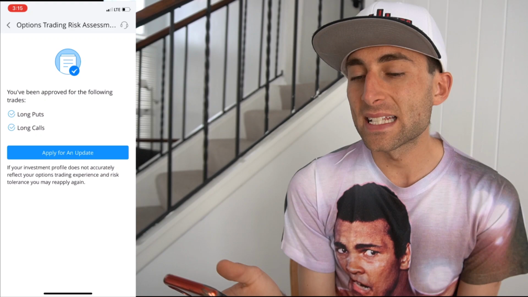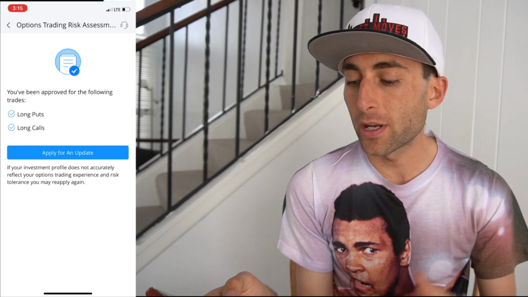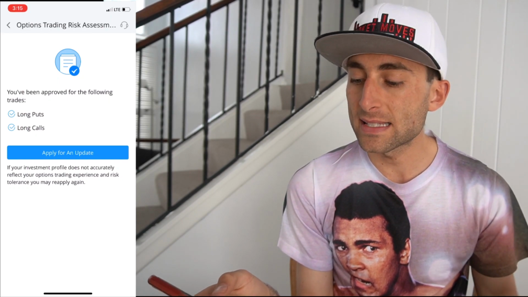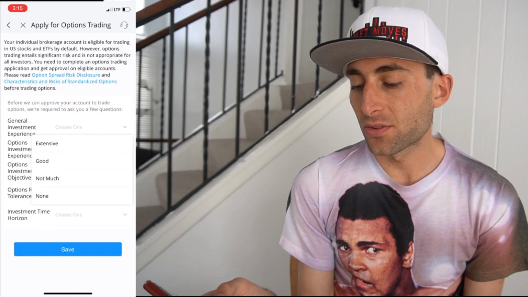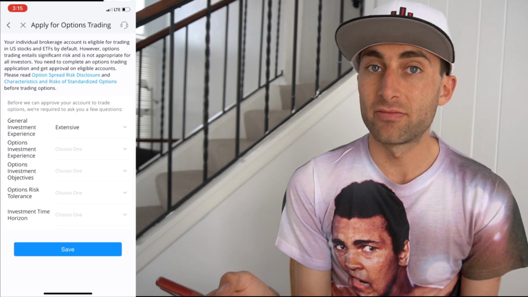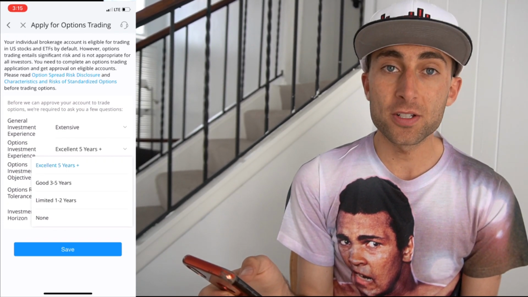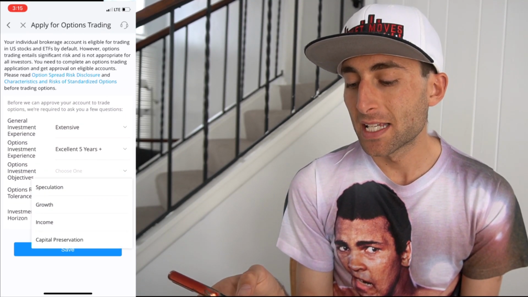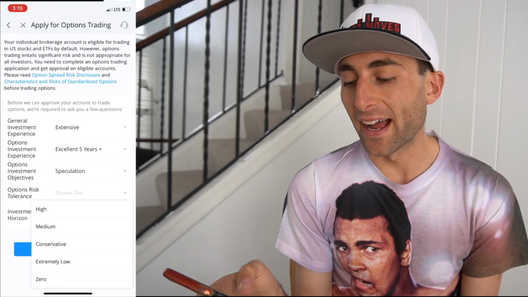So now we're going to see the second screen. This is once you've been accepted into the option trading program. You can see you can get to level 2, where you can sell calls and sell puts. I'm going to click that. Basically, you just have to go through the questions one more time. General investment experience, extensive, obviously. Options investment experience, 5 years. That's actually true. Option investment objectives, speculation. Option risk tolerance, high, super high.